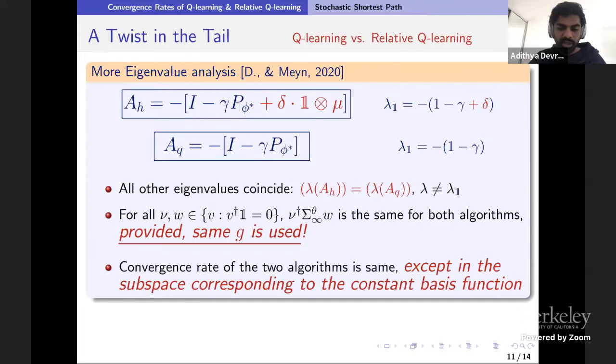So what this essentially means is that the convergence rate of the two algorithms is exactly the same, except in the subspace corresponding to the basis function. And this is true again only if you use the same step size for both algorithms. If you want to use g equal to 1/(1 minus gamma) for the Q-learning algorithm and a different 1/(1 minus gamma rho star) for relative Q-learning, then this no longer holds.